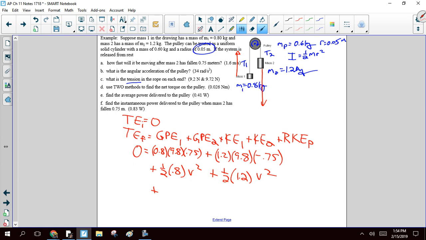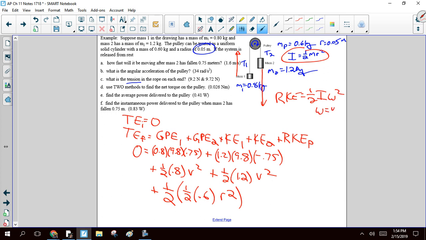Rotational kinetic energy is 1/2 times I. Our I is 1/2 the mass of the pulley times its radius squared. I'm going to once again leave in R, like I did in the last video. So that's that, times, remember, RKE is 1/2 I times omega squared. Omega is v over r, so times v over r squared. And so these r's are just going to cancel out.